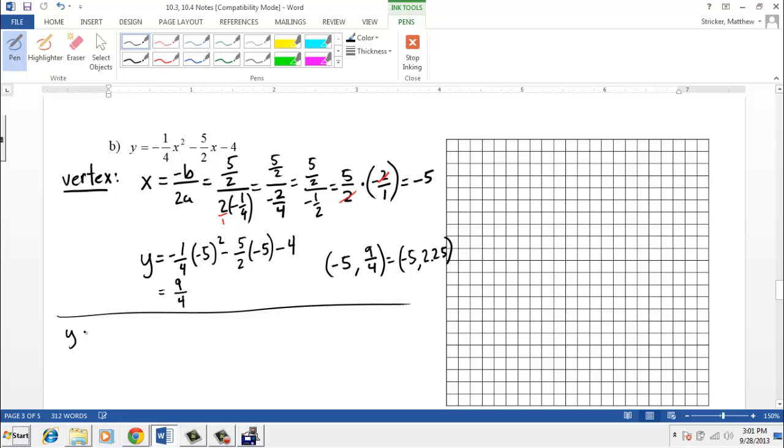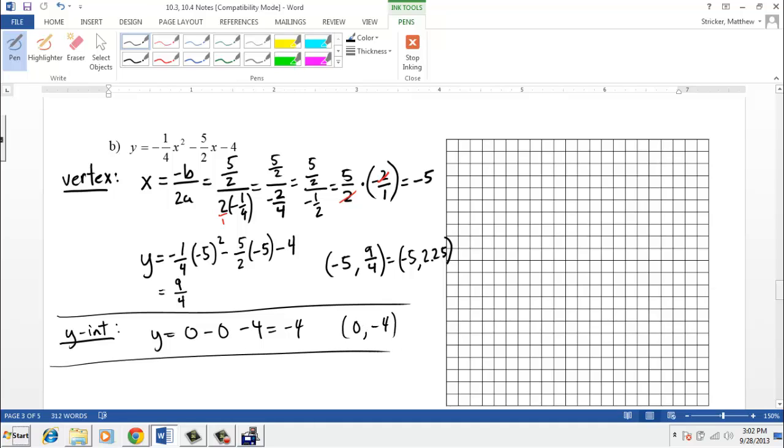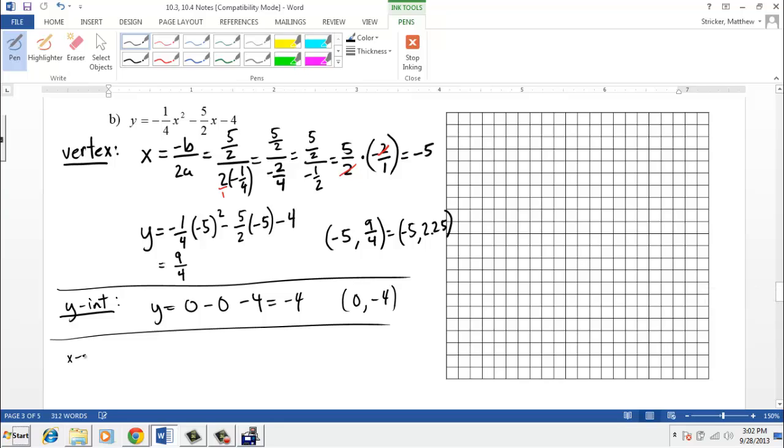So we do the y-intercept. Remember, we let x equals 0, so that gives us, if x equals 0, that means y equals 0 minus 4, which equals negative 4. So the y-intercept is the point 0, negative 4. The x-intercept, we let y equals 0, which gives us 0 equals negative 1/4 x squared minus 5 halves x minus 4.